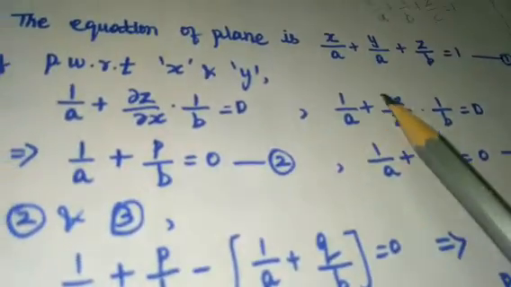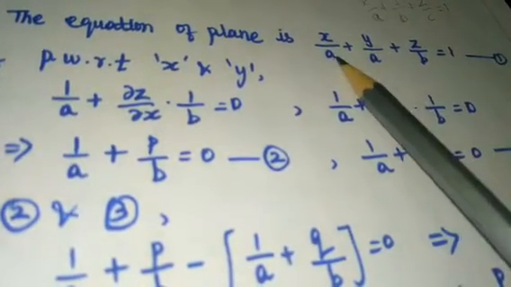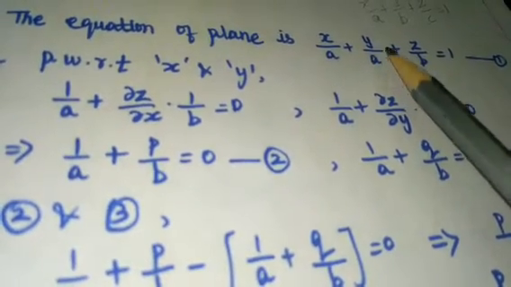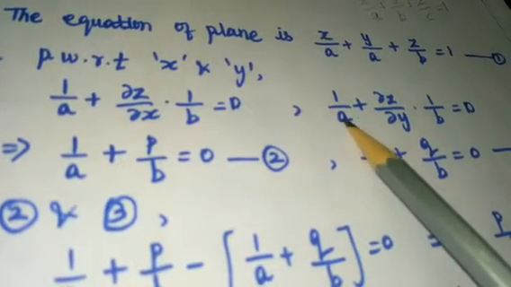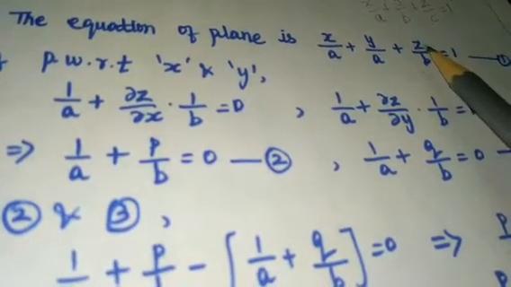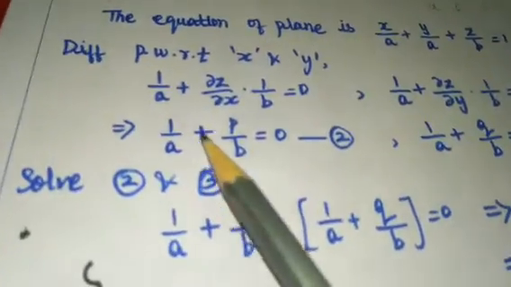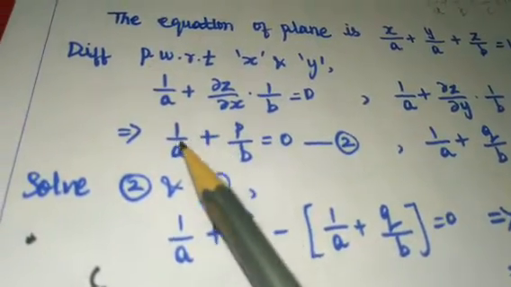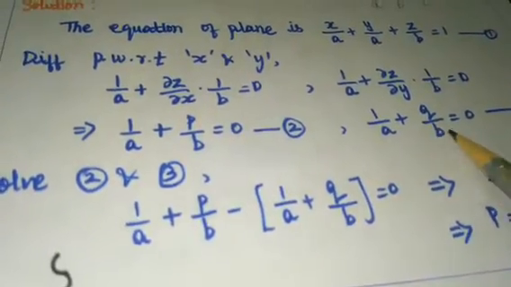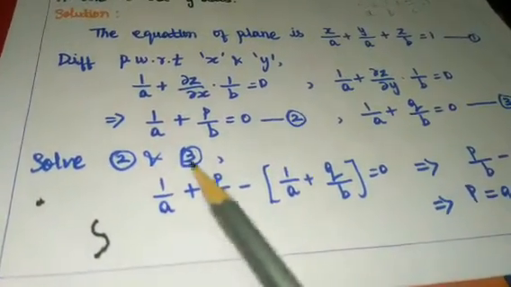And if we differentiate with respect to y, this term becomes 0 and for the term y by a, put 1 by a as it is and y becomes 1. And differentiating with respect to y, dou z by dou y into 1 by b is equal to 0. So substitute p and q terms. So 1 by a plus p by b is equal to 0 and 1 by a plus q by b is equal to 0. So let's solve these two equations.